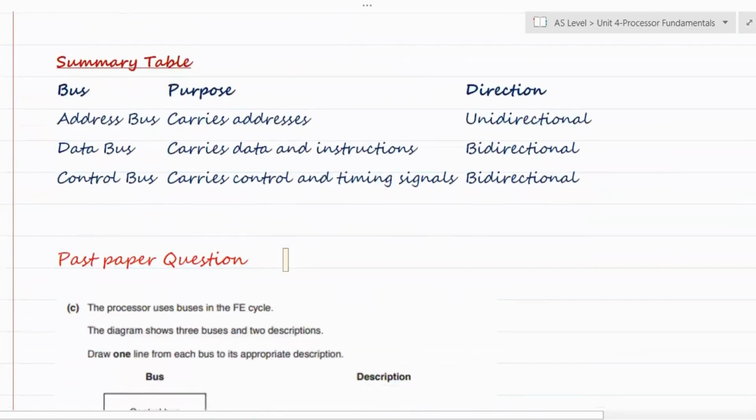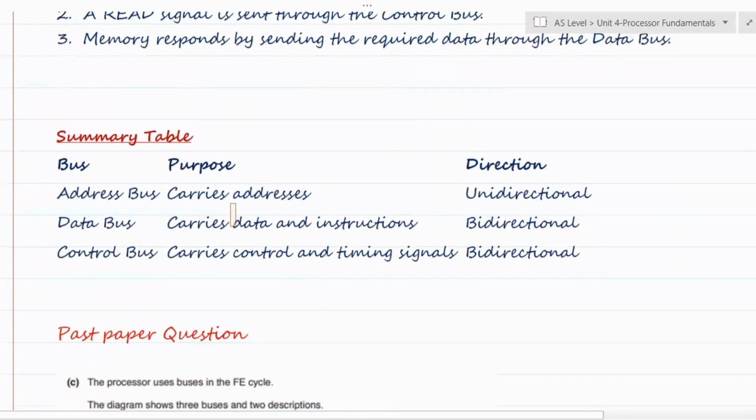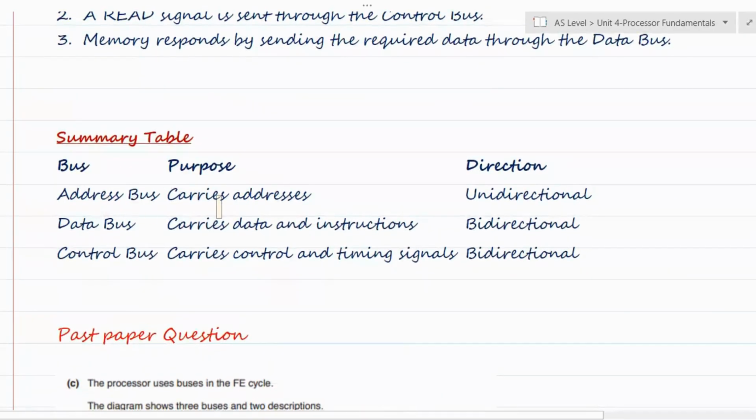Here I have created one summary table for all of you. Just have a look. Sometimes you have very direct questions which are based on this summary table. Address bus carries addresses. Data bus carries data and instructions. Control bus carries control and timing signals. Address bus is unidirectional, and the rest, both the data and control buses, are bidirectional.